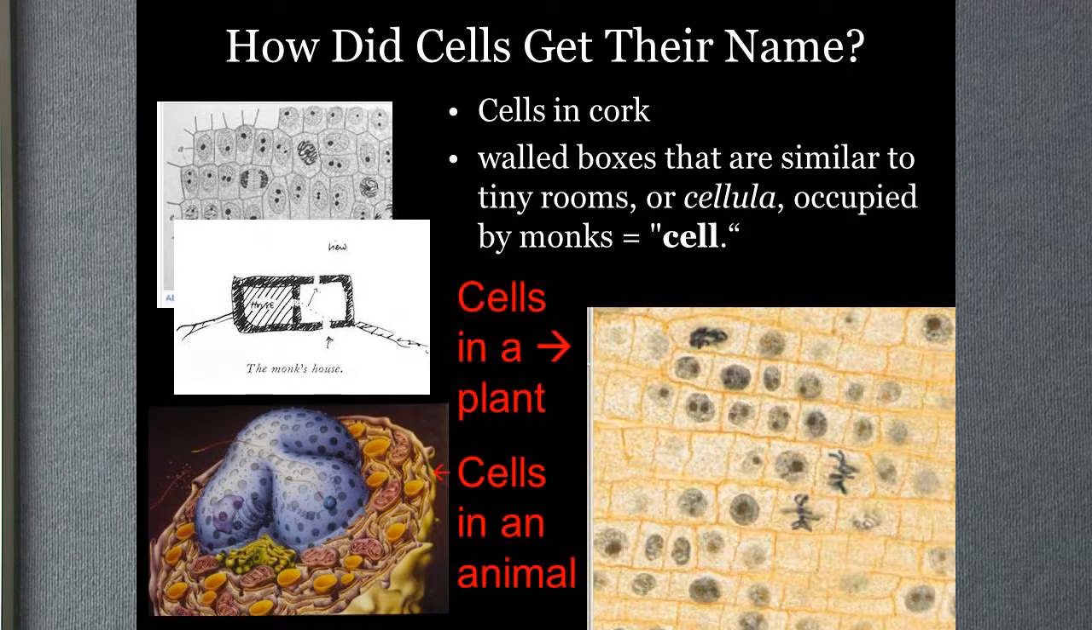Also, animal cells have a similar type structure. Namely, they have organelles inside there. They have a membrane on the outside, and they have a nucleus. And that's what we want to do, is compare the plant and animal cells.